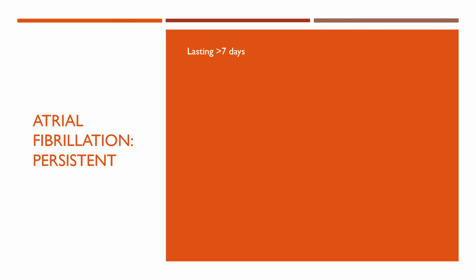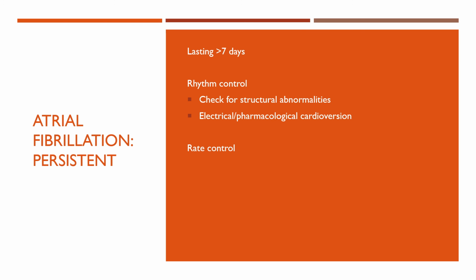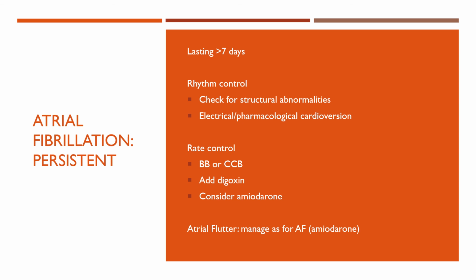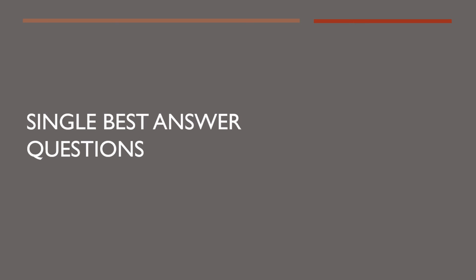So persistent AF is AF that lasts for more than 7 days, and we need to consider rhythm control and rate control. So for rhythm control, we check for structural abnormalities with an echocardiogram, and then we consider electrical or pharmacological cardioversion. For rate control, we typically use a beta blocker or a calcium channel blocker. We can add in digoxin if necessary, and we can consider amiodarone if the patient's not improving on those measures alone. For any atrial flutter, we manage as for AF, so we consider amiodarone.